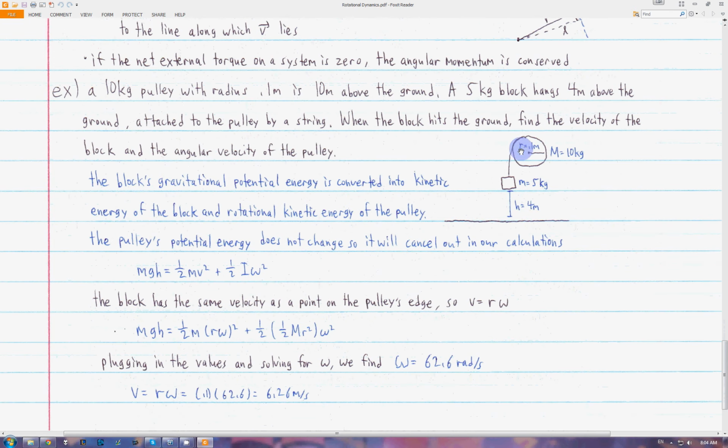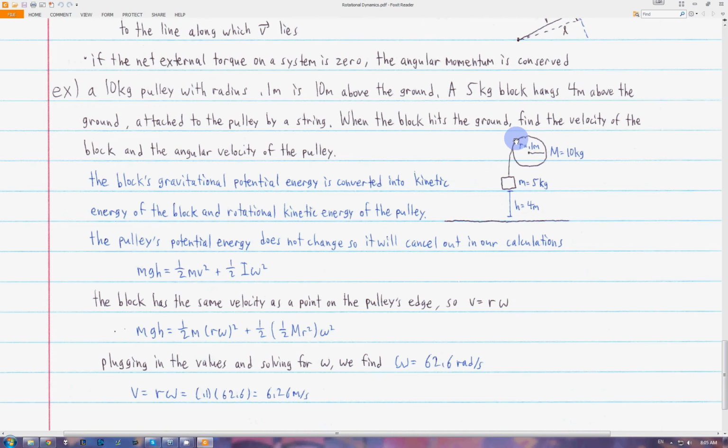So here we have a 10 kilogram pulley with a radius of 0.1 meters, and it's 10 meters above the ground. And then we have this 5 kilogram block, which is 4 meters above the ground, attached to this pulley by a string. And so the block is released from rest and it hits the ground. And when it hits the ground, we want to know the velocity of the block and the angular velocity of the pulley, because as the block falls, the string makes the pulley rotate.